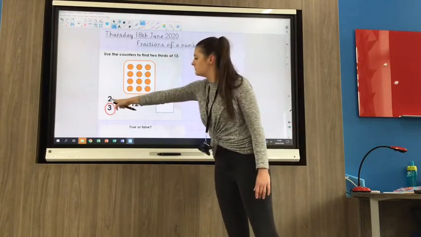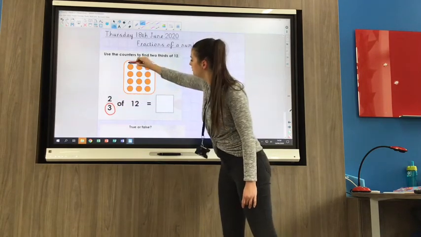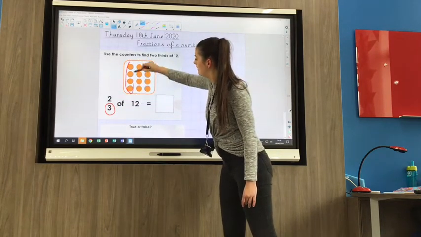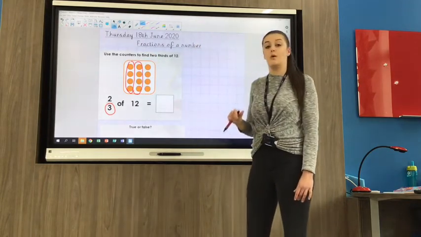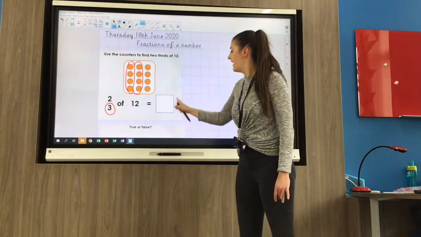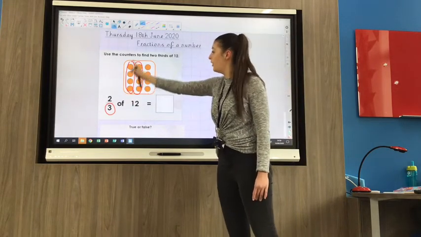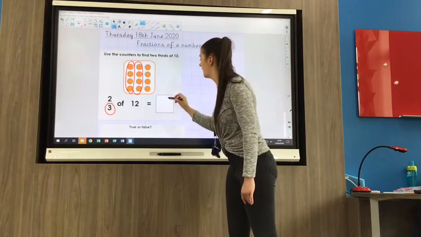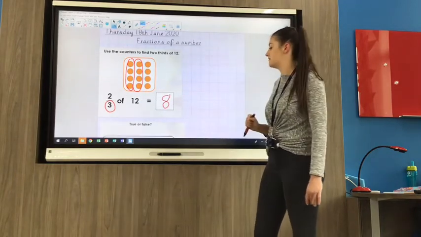How many equal groups of that do I need though? Oh, I only need 2. So there's 1 and 2. So that's 2/3 of the 12 counters. So my answer then, I need to count them. And there's 4 in each group, so that's 4, 8. Okay, so 2/3 of 12 must be 8.